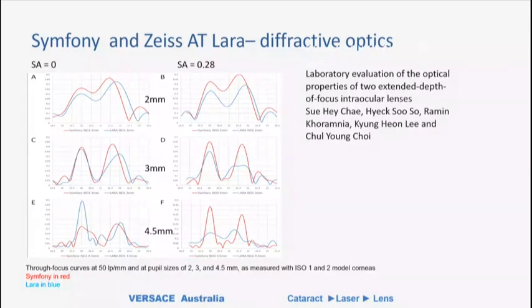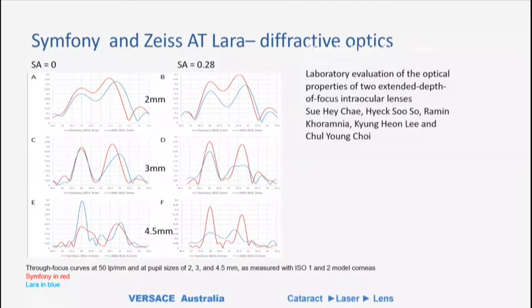The reason we've got 2 columns here is on the left is the ISO model 1, which is an ISO model for testing lenses where you have no spherical aberration. On the right is ISO model 2, which is a model that actually includes spherical aberration of the cornea of 0.28 micrometers.